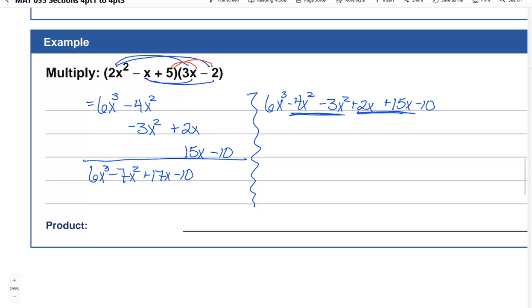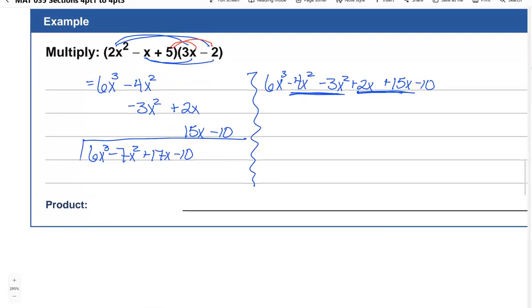I just like lining things up vertically, especially when you multiply things like trinomials times trinomials, which is what's coming up next. But either way, you'll get the same answer.